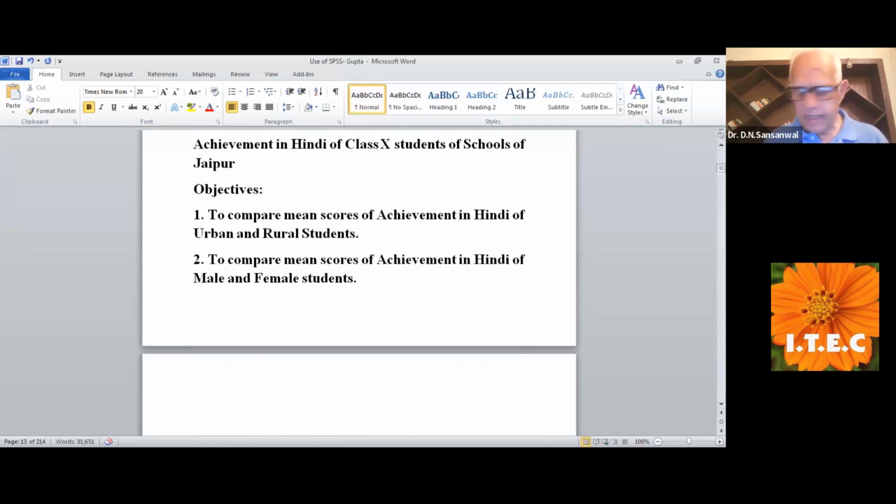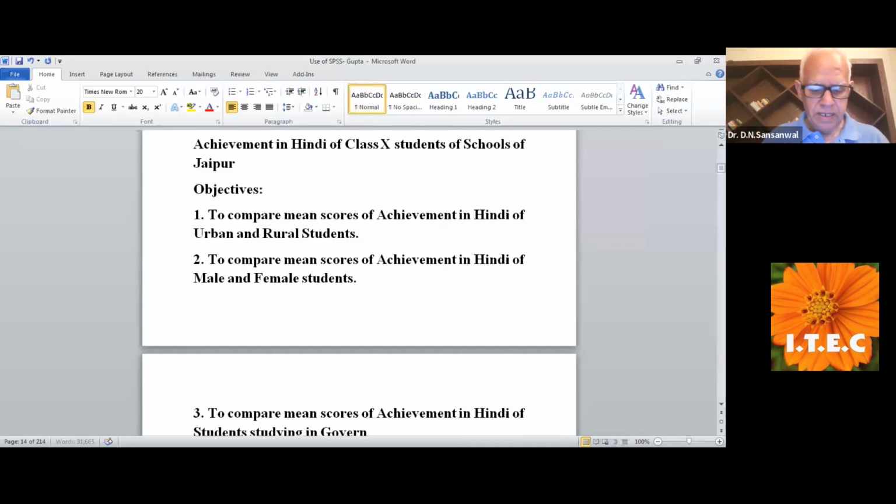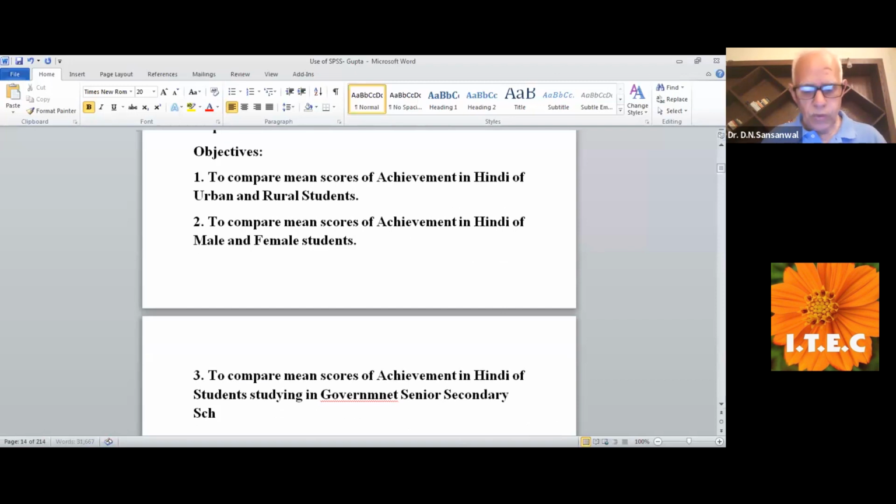I can write another one: to compare mean scores of achievement in Hindi of students studying in government senior secondary schools and private schools.